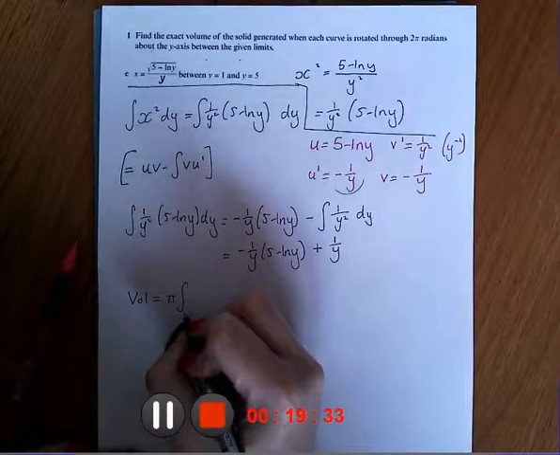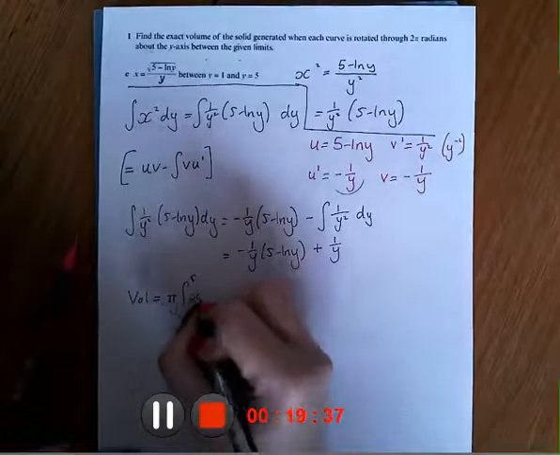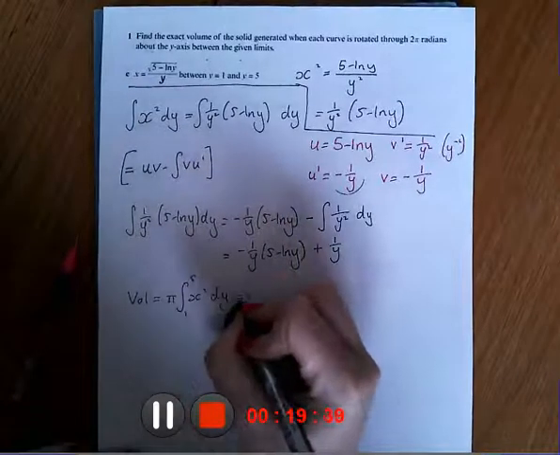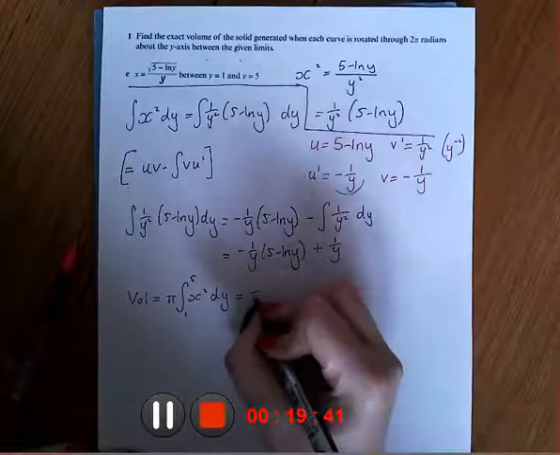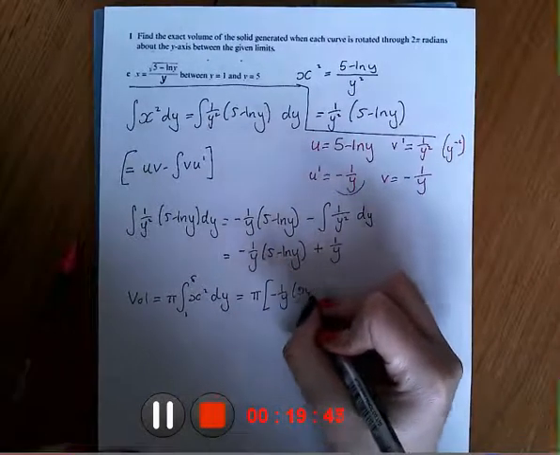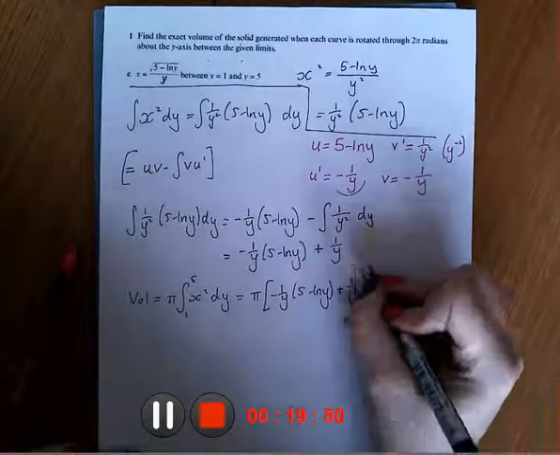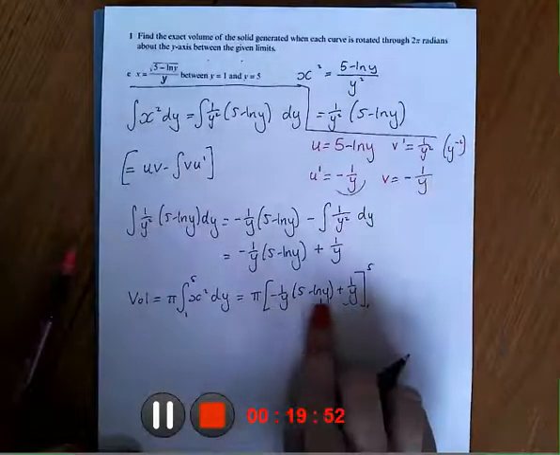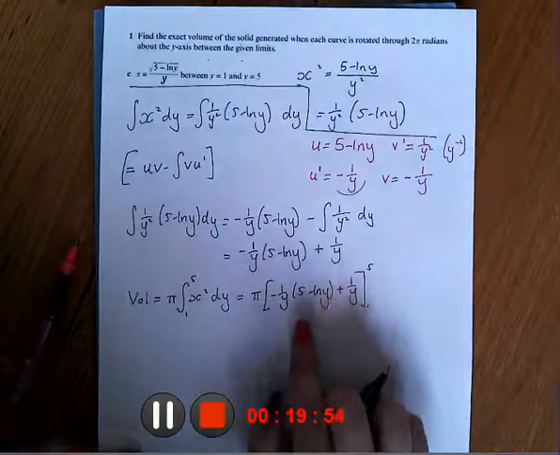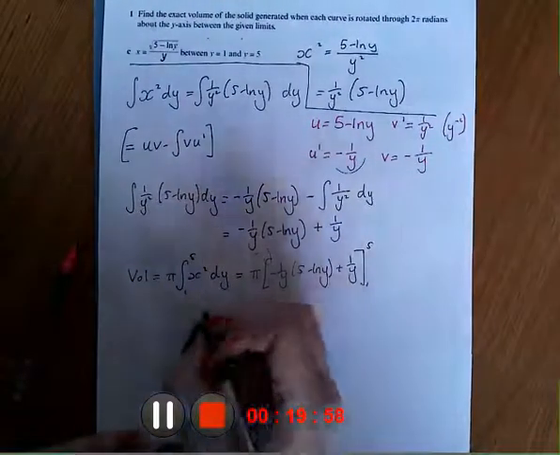So the volume is pi times the integral between 1 and 5 of x squared. And I'm just going to write x squared because I can't bother to write all that out. So that'll be pi times minus 1 over y times 5 minus ln y plus 1 over y between 1 and 5. I could obviously expand all that out, I don't really want to. If I can keep it factorised, it does make it a little bit easier, I think, personally.